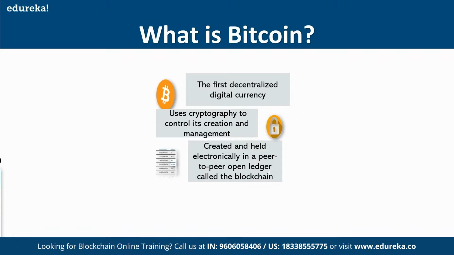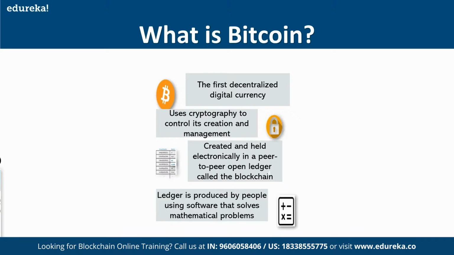And as I said, it is a peer-to-peer concept, where if you want to transfer, there wouldn't be any third parties or intermediaries, so you can transfer the amount with the help of the peer-to-peer mechanism. One peer will be you and the other peer will be the next person to whom you want to transfer that amount. Finally, the ledger is produced by people using software that solves mathematical problems.